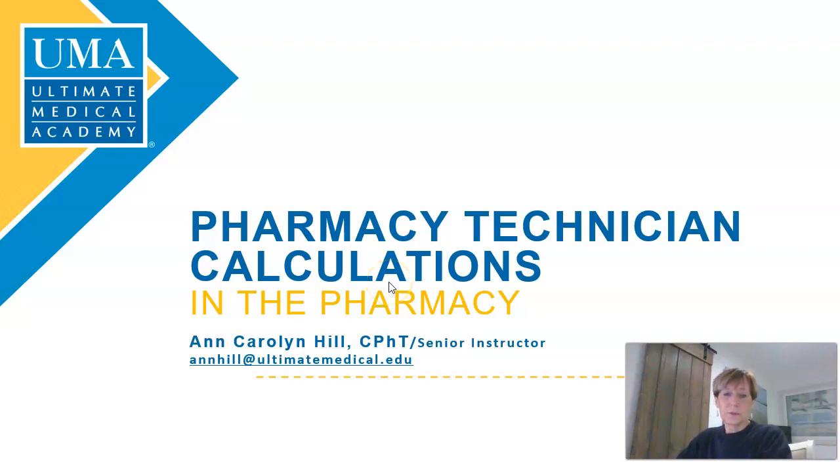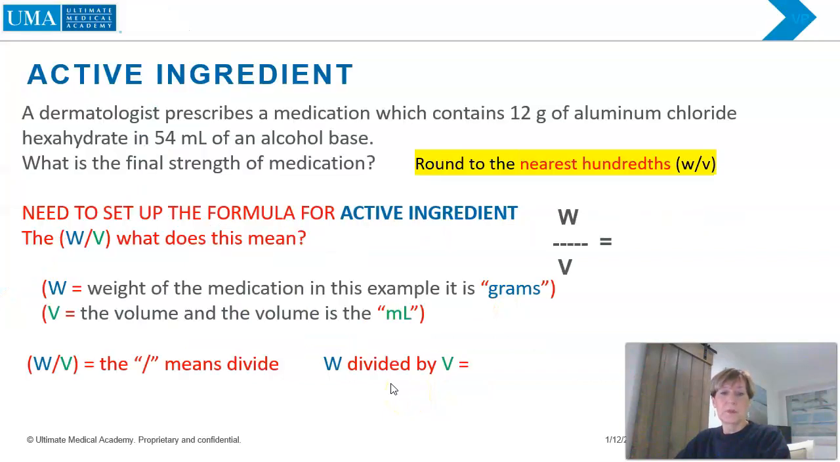We're going to do a little bit more clarification on the week 2 assignment so you can understand the formulas used for this week. My name is Ann Hale. I'm an instructor here at UMA. Active ingredient is a formula that you're going to be using very rarely in the pharmacy, but it's good to know how to do these calculations.